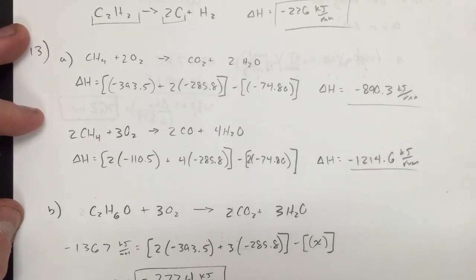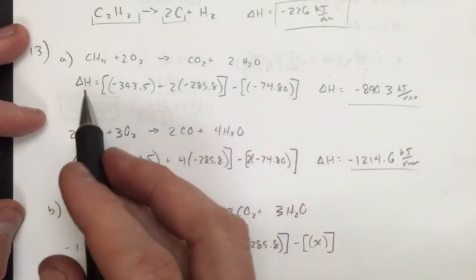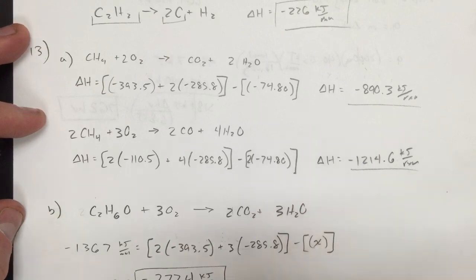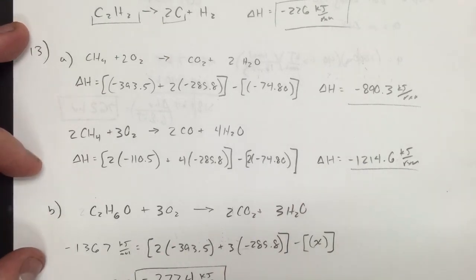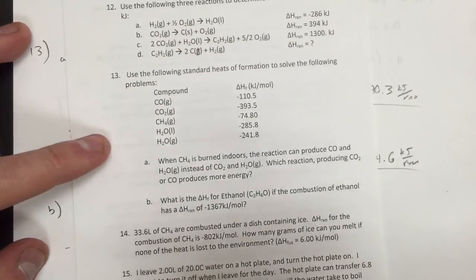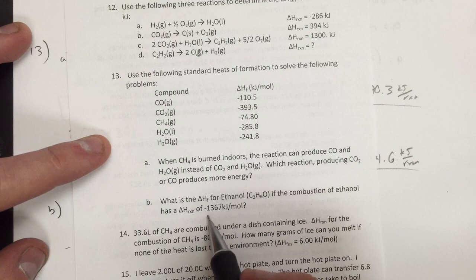So if it were on the test, I would have to word it better, because the correct answer here would be this first reaction, even though it looks like this second one produces more energy. All right, then for B, what is the delta H of formation for ethanol if the combustion of ethanol has a delta H reaction of negative 1367 kilojoules per mole?